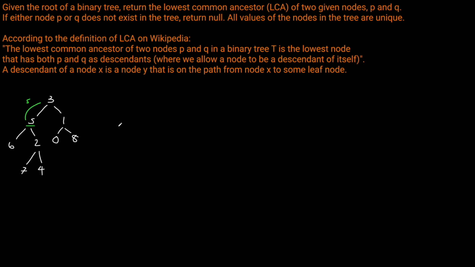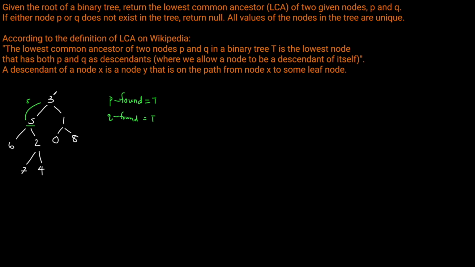And what we need to do is maintain two Boolean flags, and we need to say whether or not P was found, and whether or not Q was found. So if we ever find P, then we'll set this equal to true, and if we find Q, we'll set this equal to true, and the algorithm is going to proceed the same as it did for LCA1.